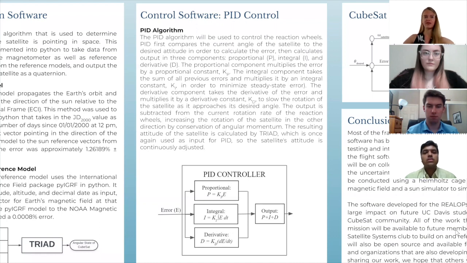The output is the sum of these components, which is subtracted from the reaction wheel's current rotation rate. So the angular velocity of the satellite increases in the other direction by conservation of angular momentum. The new angle of the satellite is calculated by TRIAD and is once again used as input for the PID algorithm in a feedback loop. So the satellite's attitude is continuously and autonomously adjusted until it reaches an acceptable angle and rotation rate.